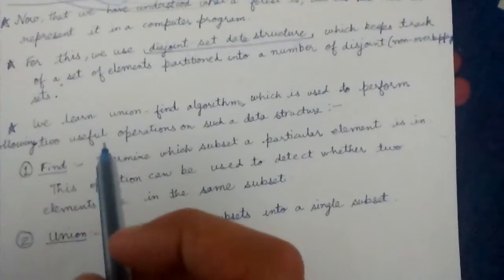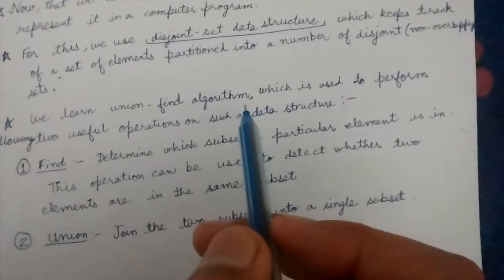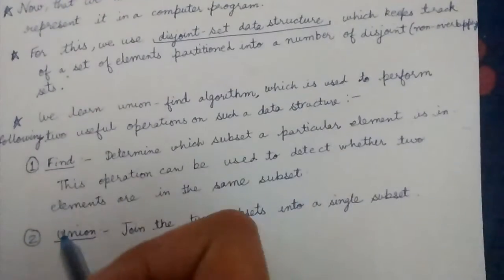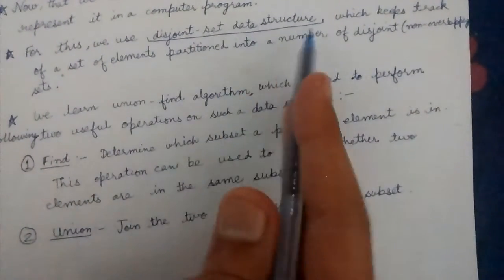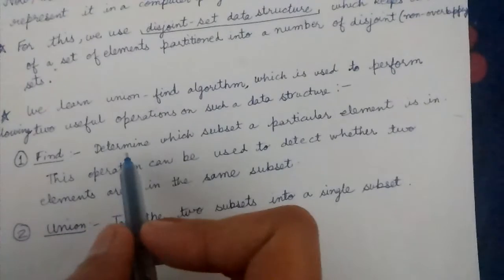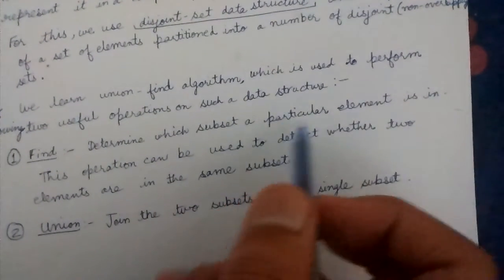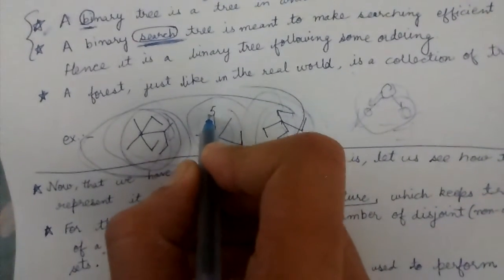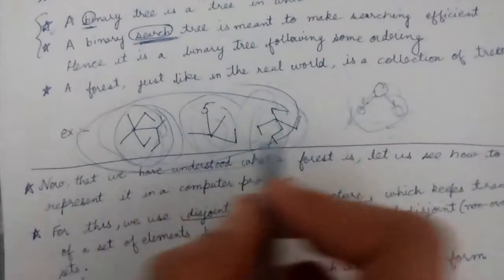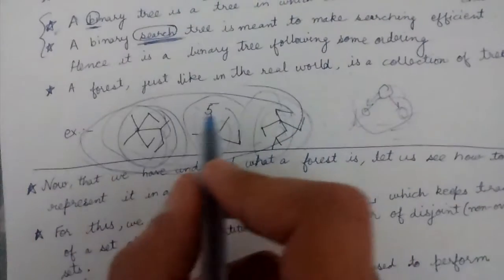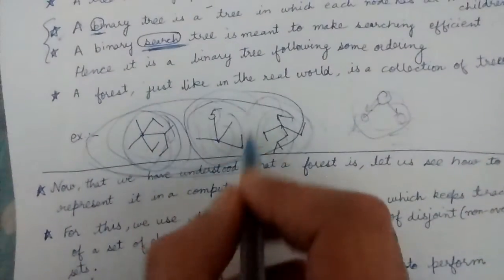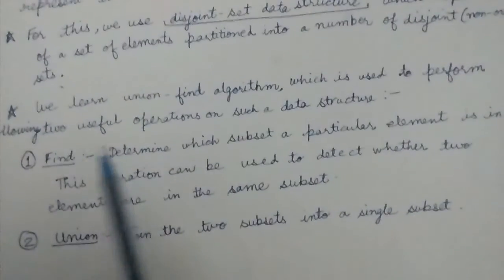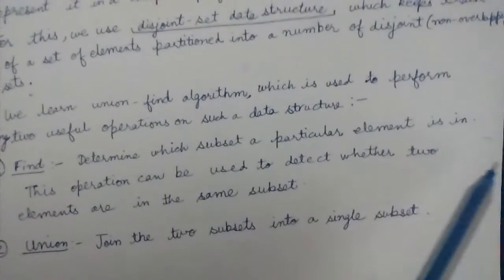So we learn a new algorithm called the union find algorithm, which is used to perform the following 2 useful operations on such a data structure, that is the disjoint set data structure. Find is an operation that determines which subset a particular element is in. So let's say this is vertex number 5. I might ask which of these 3 sets contains this element 5. Your answer should be this one, the middle one. So this is the find operation.